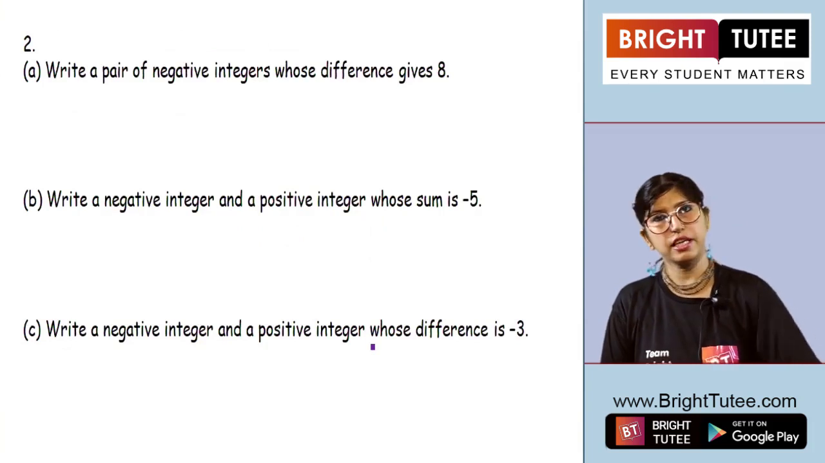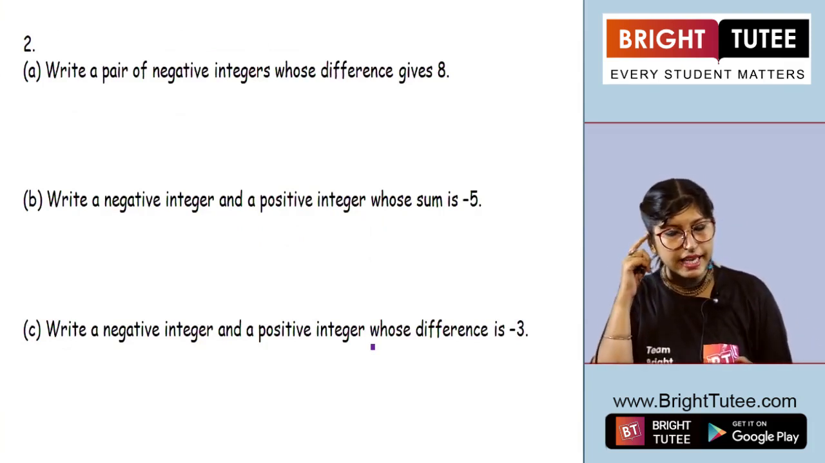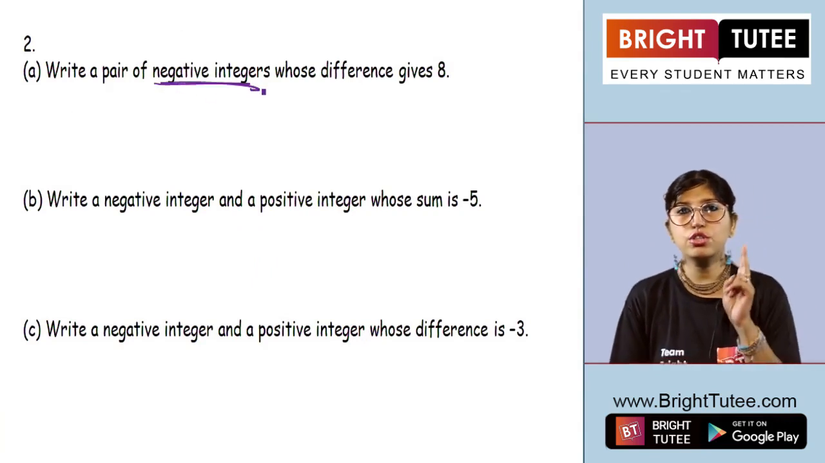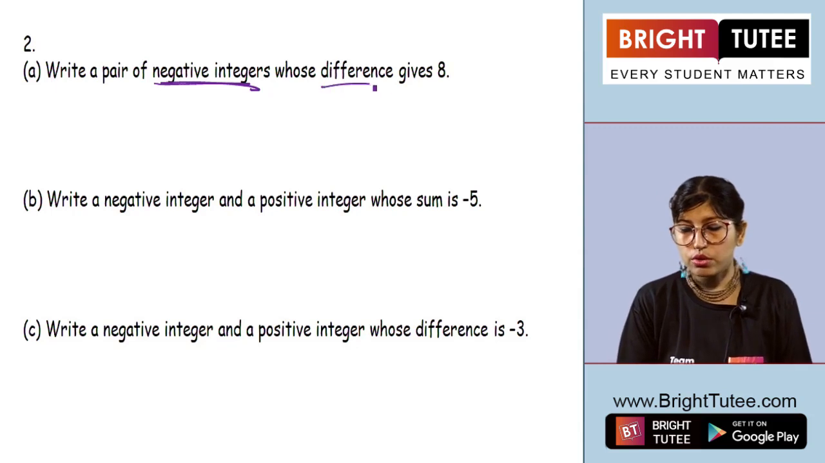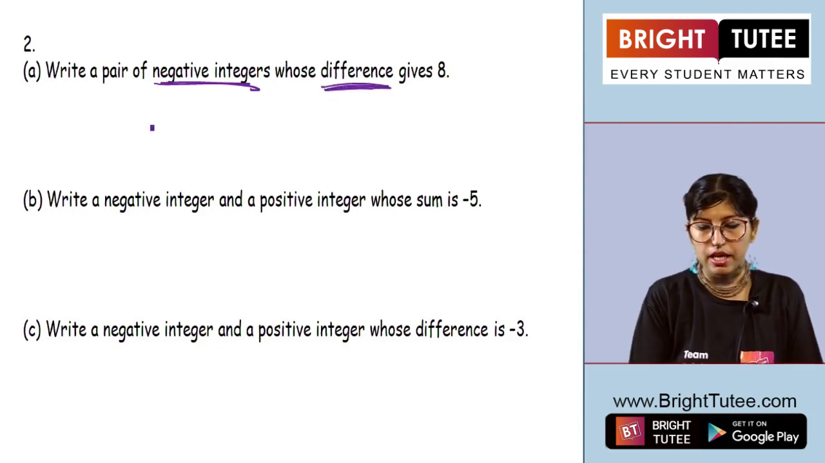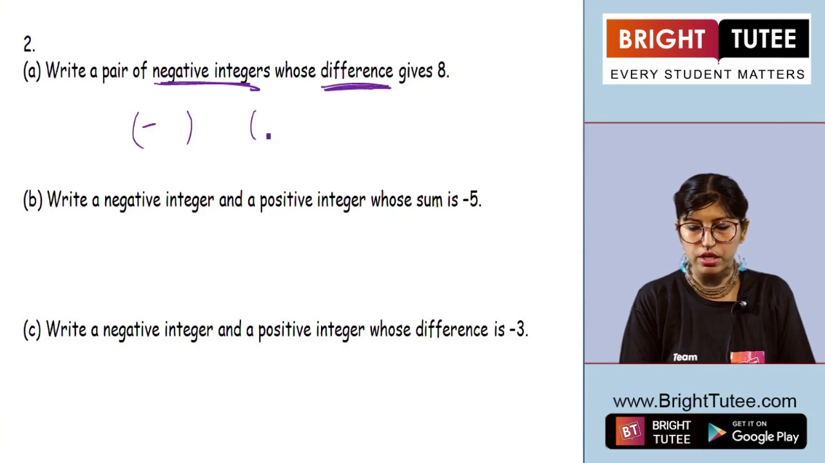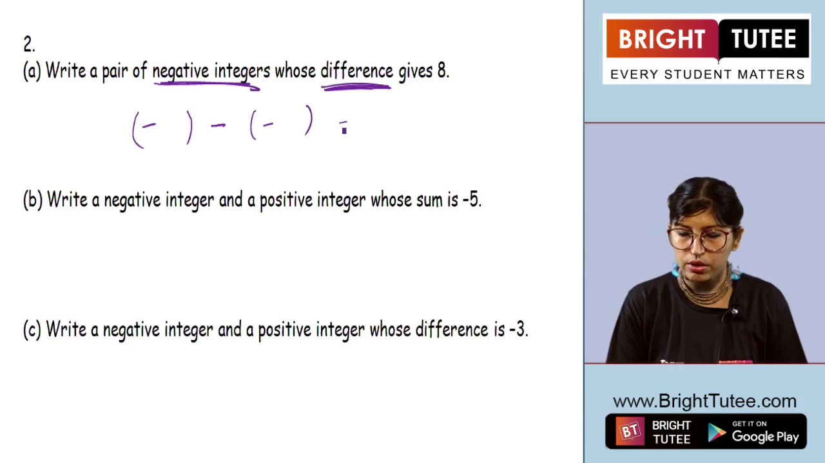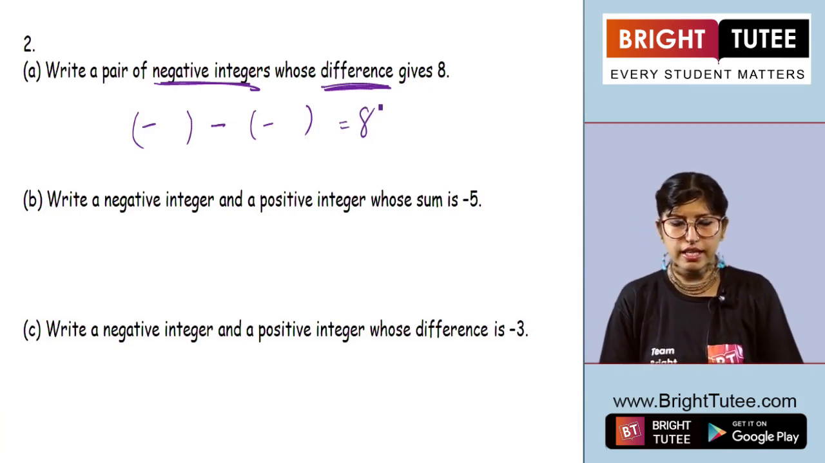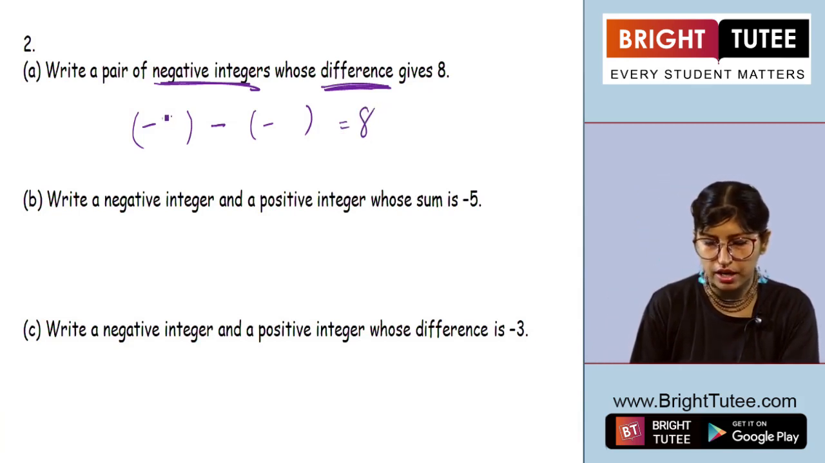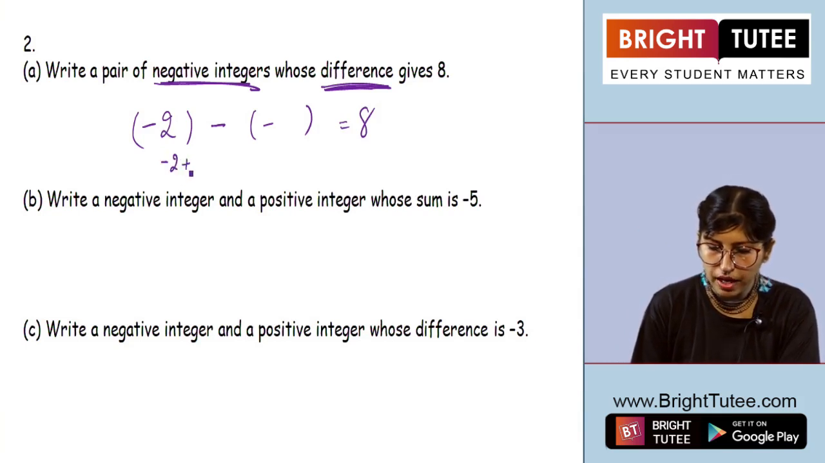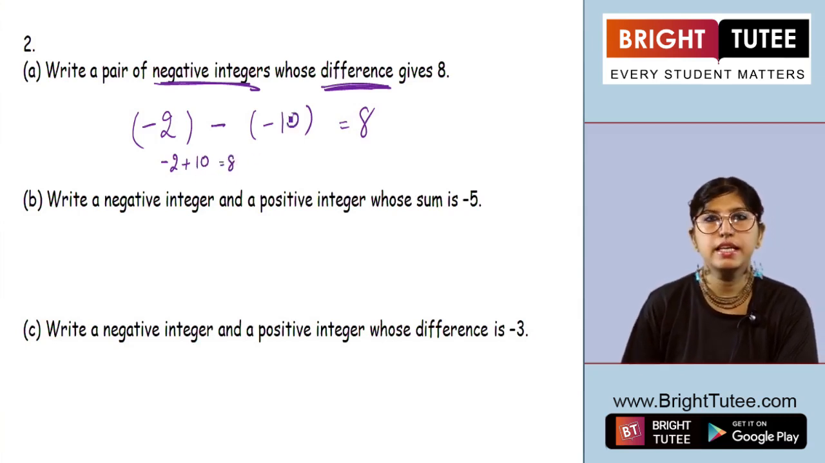Now let's move on to the second question. The first part says we need to write a pair of, keep in mind, negative integers. So we want two negative integers only whose difference gives 8. That means I'll get some negative integer over here, and I should get a negative sign in between. Then only I should get 8. So let's give it a try. If I mark it as 2 over here, I'll get -2 plus what should be over here so that I can get 8? Here it should be 10.